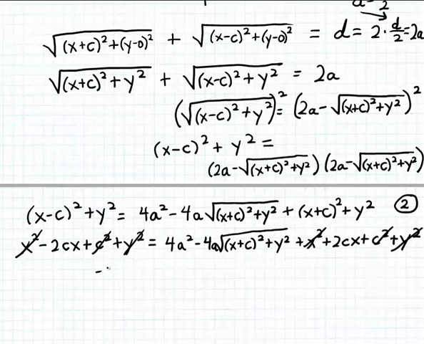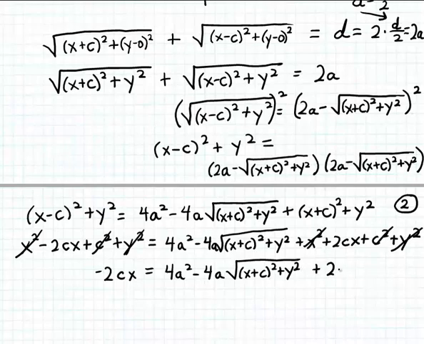So let's see what I'm left with here. I've got minus 2cx on the left-hand side is equal to 4a squared minus 4a times the radical, of course, plus y squared, and then plus 2cx. All right, now, I've got to get rid of the second square root. So that means I'm going to have to square both sides of this equation again. You're starting to dread that already, right? But let's see. Before I square both sides of this equation, though, to eliminate this radical, I've got to isolate this radical on one side of the equation.